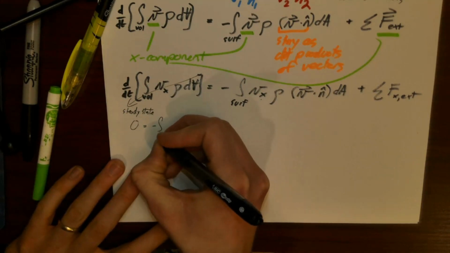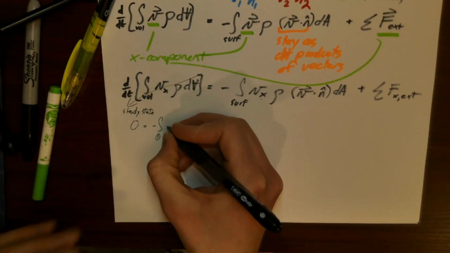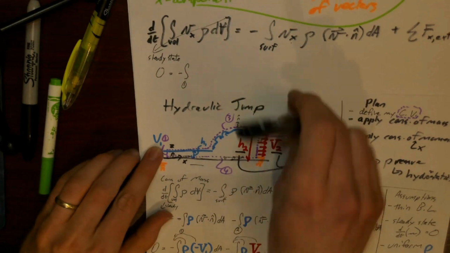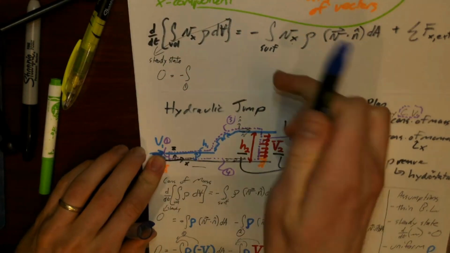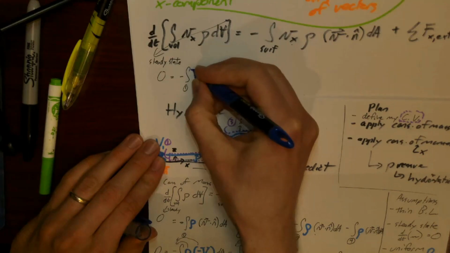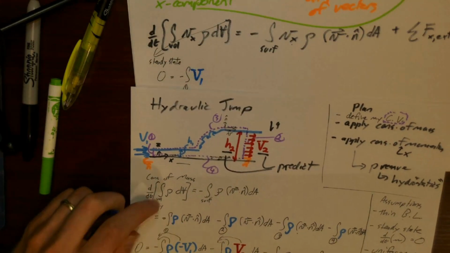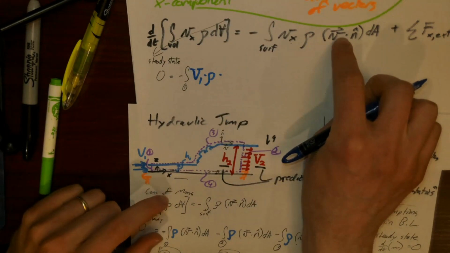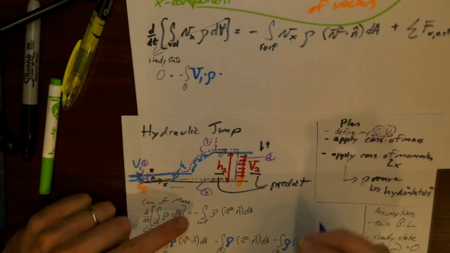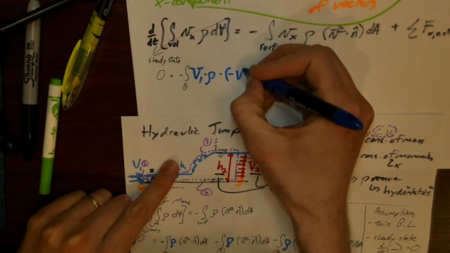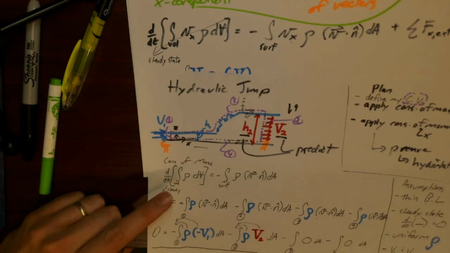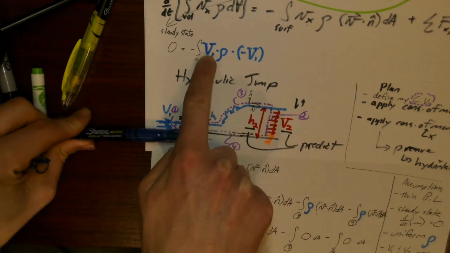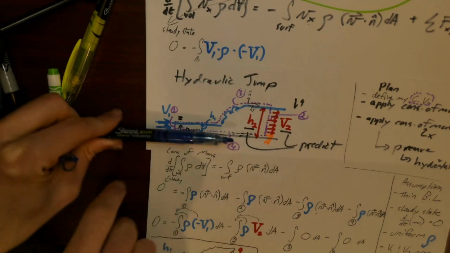So what is that going to look like? We're going to have minus an integral over surface 1 of whatever Vx is on surface 1. Well, Vx for surface 1 is V1. And then we have rho at surface 1. And then we have V dot n for surface 1, and we already figured that out: V dot n is minus V1. So just to clarify here, Vx is positive V1 because it's basically asking, what is the x velocity of the stuff here?